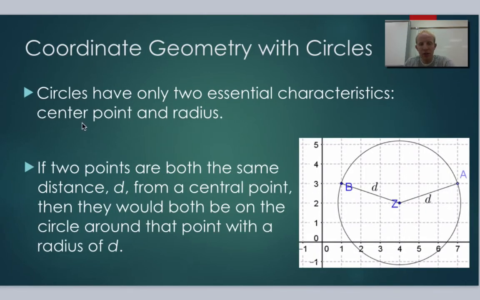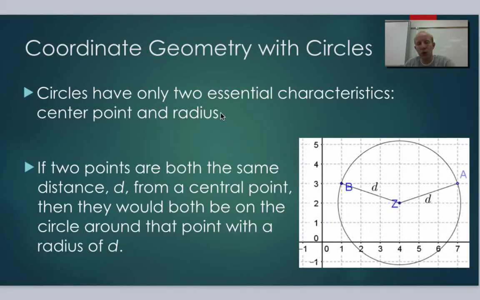If you think back to the circle unit and just think about circles in general, a circle has basically two characteristics: a center point and a radius around the outside of that point. Let's say Z is the center, then it has a radius around the outside of that. That's how we determine what a circle is going to look like: the center point and how far out from that point you are, the radius.